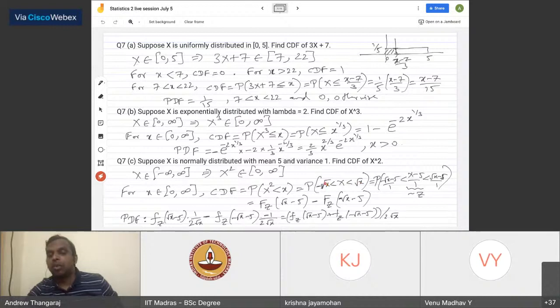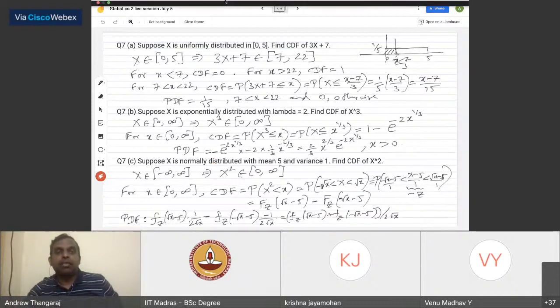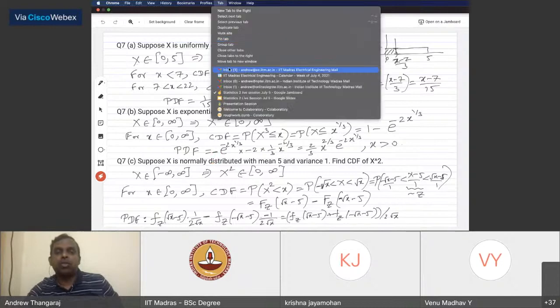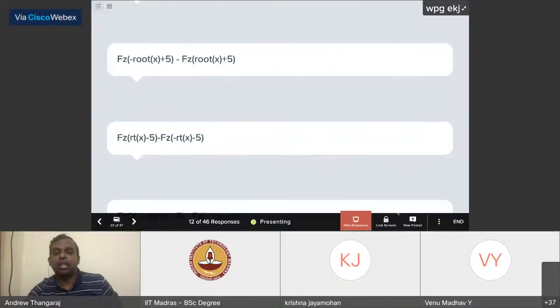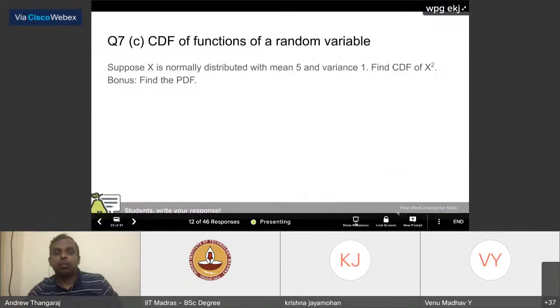Okay, so this is the crucial step. I think some people have some discomfort with it. Once you get to this, everything else is straightforward. Okay, x minus 5 by 1 is root x minus 5, minus root x minus 5. Then you get FZ of root x minus 5 minus FZ of minus root x minus 5. All right, so that's the CDF under a function transformation. Once you find the CDF, you can find the PDF also. It's just a question of differentiation, and you will get it. Okay, so that's question 7.